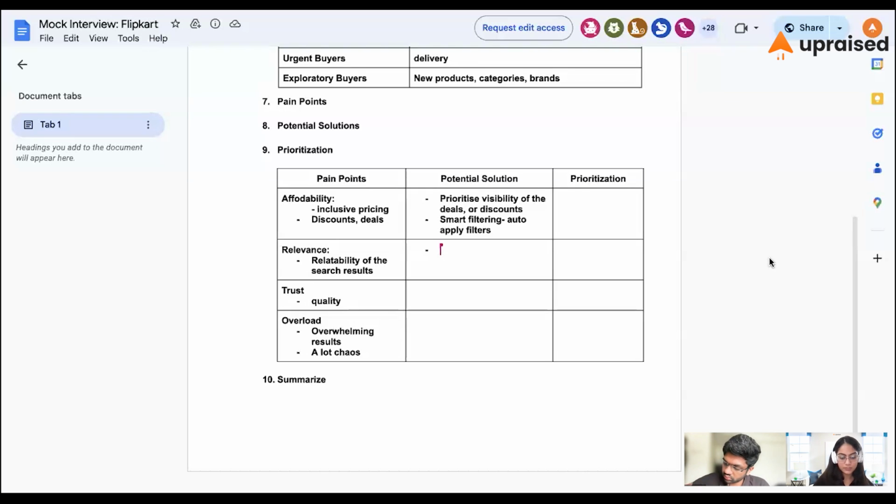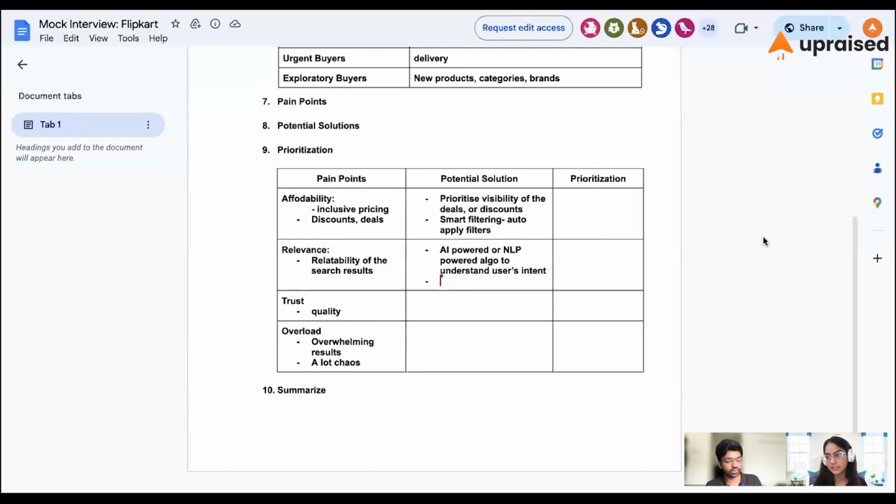So I think here what I would like to suggest is AI powered or any other natural language processing powered algos to understand users' intent. Because intent is very important. I mean, the nail cutters are also called trimmers, and then the beard shavers are also called trimmers. You just really need to understand what the user is looking for here. So, number one, intent. I think that is something that we can do via AI powered algos.